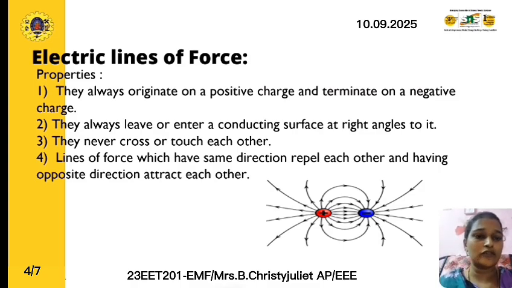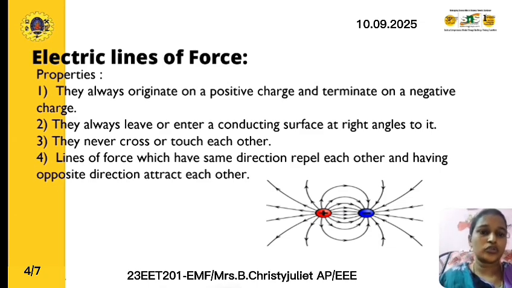They always leave or enter a conducting surface at right angles, and also they never cross each other. That is a unique feature of electric lines of force. Just like a magnetic field, the lines of force will not interact with each other, so these lines will not cross each other. Also, the lines of force have the same direction when they repel and opposite directions when they attract. These are the main properties of electric lines of force.